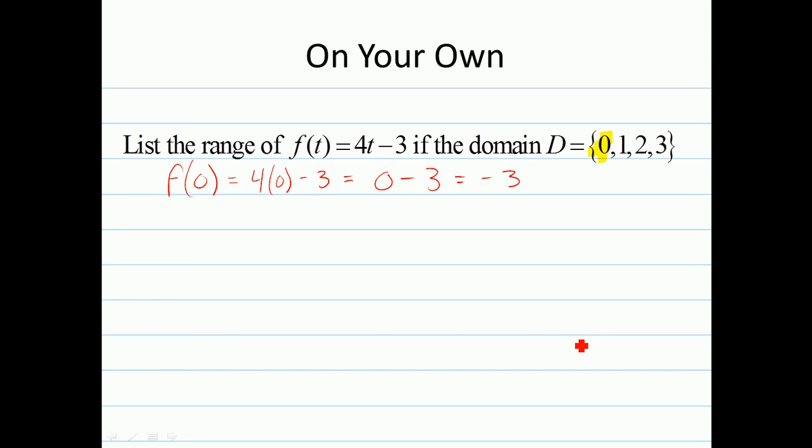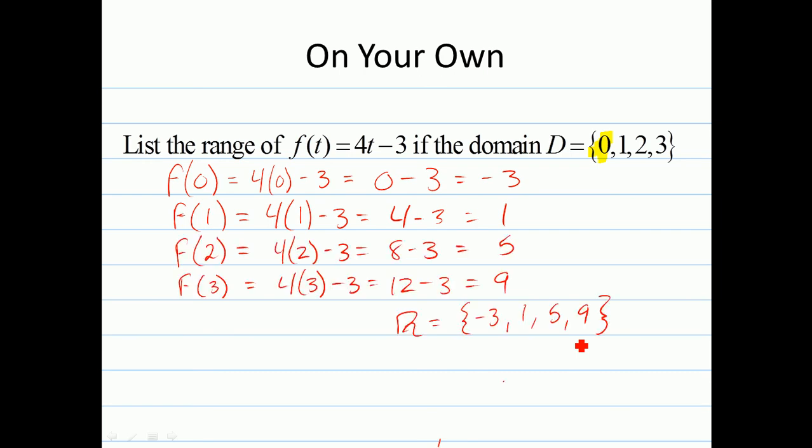I'll do one more just so we have a great idea of how to find these. We have f of 1, which is going to be 4 times 1 minus 3, which is 4 minus 3, which is just 1. All right, so try the next two on your own. Pause the video, try those, see what you get, and then match it up with me after you come back from pause. All right, so go ahead and pause the video.